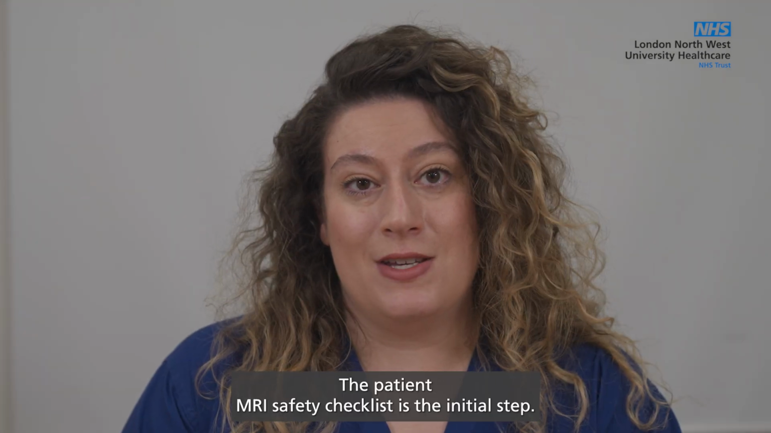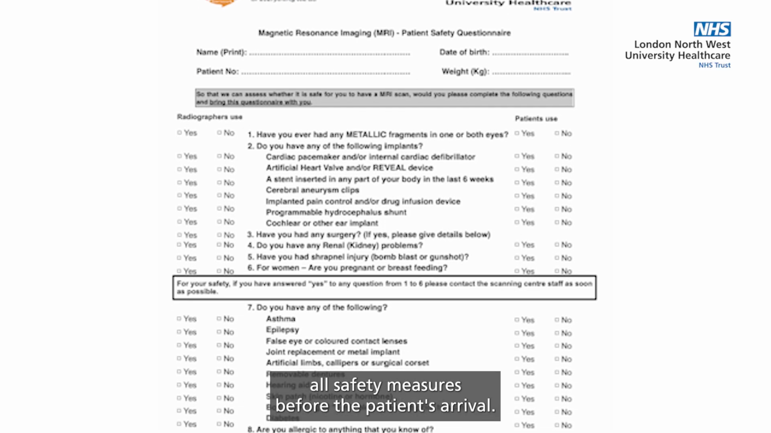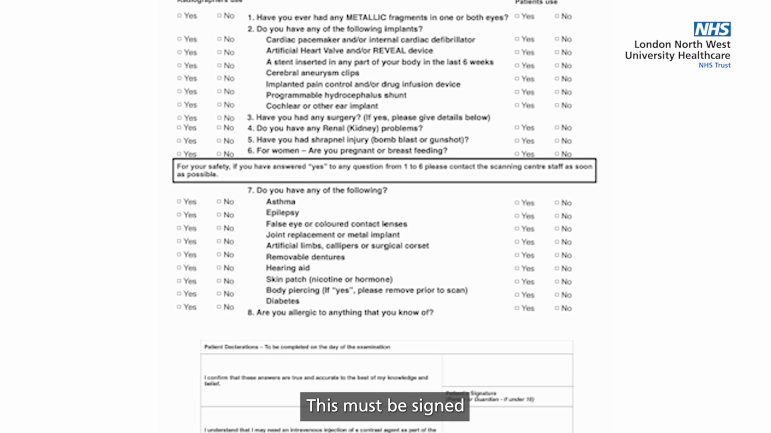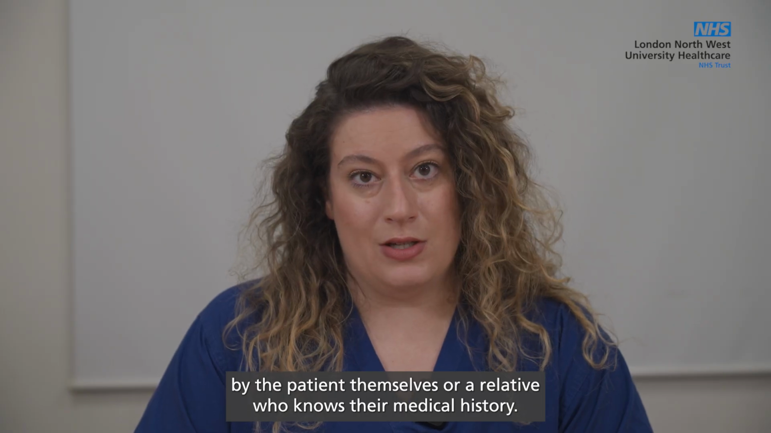The patient MRI safety checklist is the initial step. Staff members meticulously review and verify all safety measures before the patient's arrival. This must be signed by the patient themselves or a relative who knows their medical history.